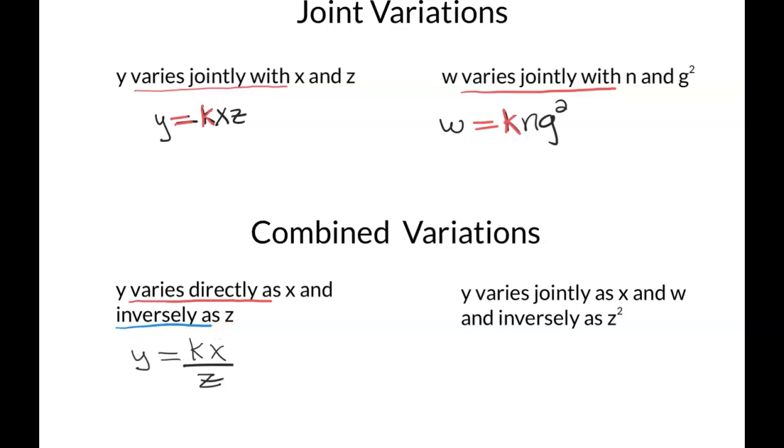And then the last one, y varies jointly as, tells me I've got a direct variation. Inversely as tells me I've got an inverse variation. When I put them together, I've got y equals k times x and w, but then the z squared has to go in the denominator because it's an inverse variation.